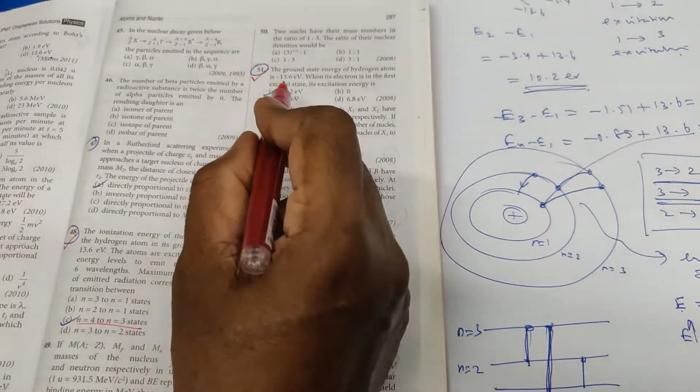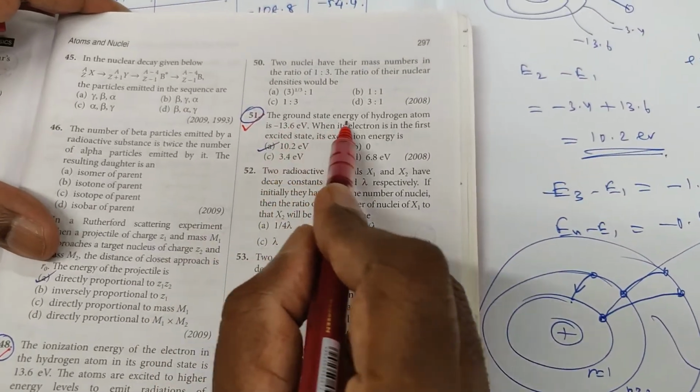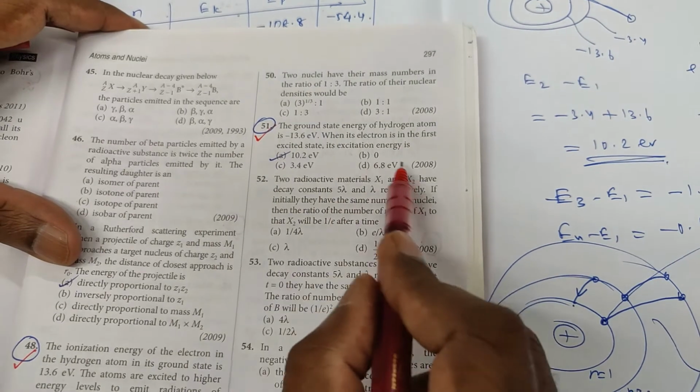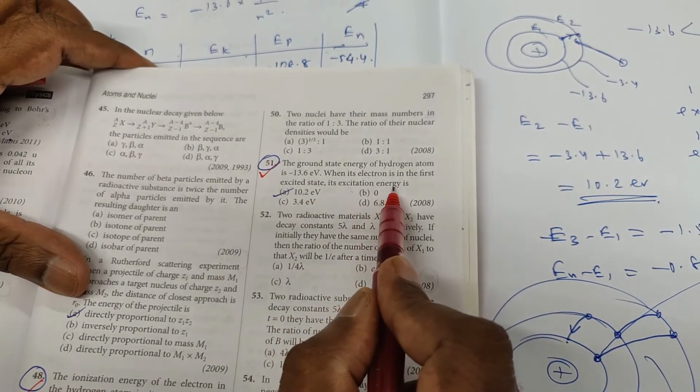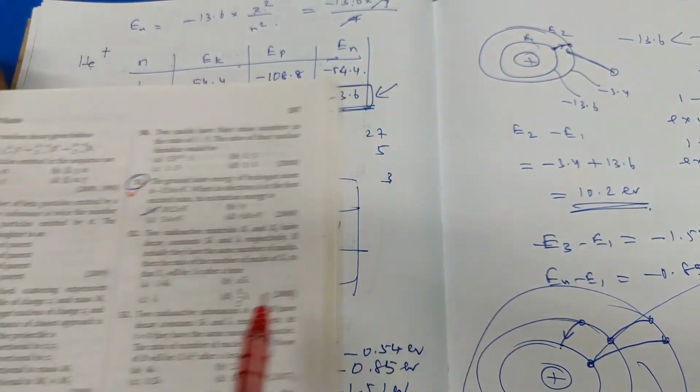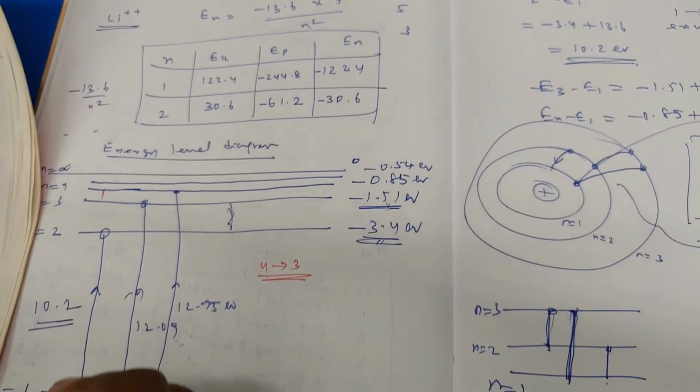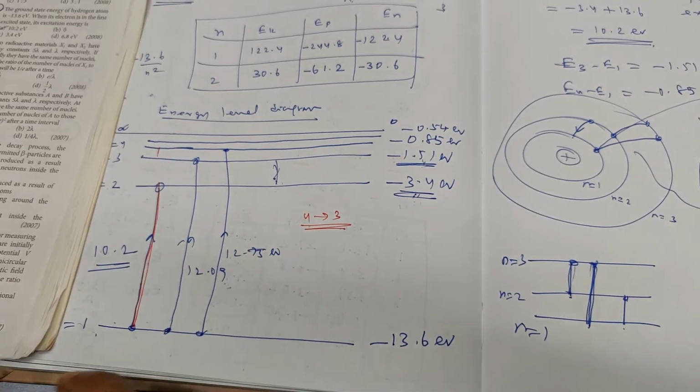Now where are we going? Question 51. See this, the ground state of hydrogen atom is minus 13.6. When this electron goes to the excited state, what is the excitation energy? The excitation energy means the difference between this and this, that is 10.2 electron volt. Okay, we are coming to this page.